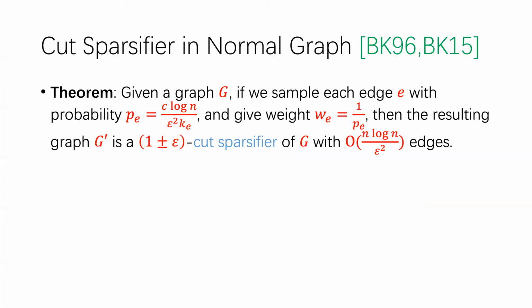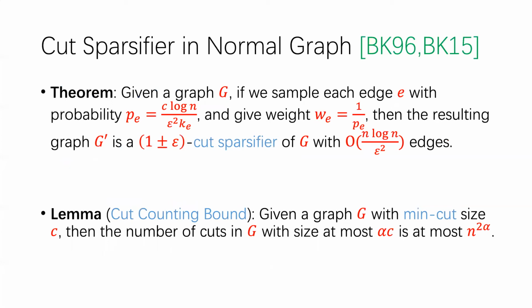In order to prove this result, there is an important intermediate result called the cut counting bound, which says that given a graph G with minimum cut size c, the number of cuts in G with size at most alpha c is at most n to the 2 alpha. This means that for any constant alpha, the number of cuts of size alpha c is polynomial, which allows us to use a union bound on the cuts, since the larger the cut, the more concentration on the cut size we get.